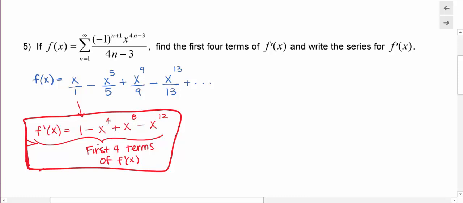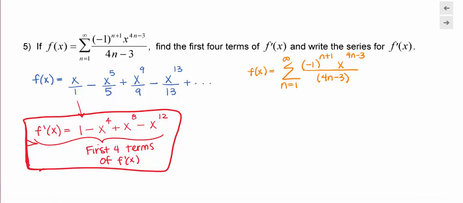Now, if I take that infinite series, I could have done it from here as well. So if I've got the summation notation, negative 1 to the n plus 1, x to the 4n minus 3 all over the quantity 4n minus 3. And I'm going to write in front of this something that you might not have been putting in front of any of your power series in the past, that this is equal to f of x. Okay, so in this case, I want to find f prime of x. So that means n is 1 and then 2 and then 3 and then 4, etc.